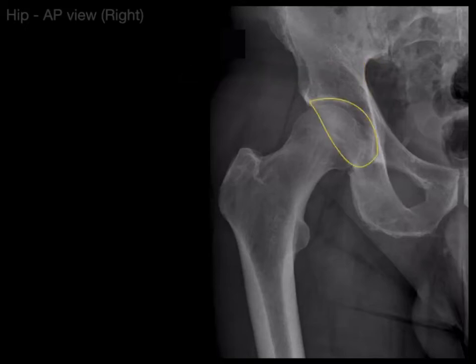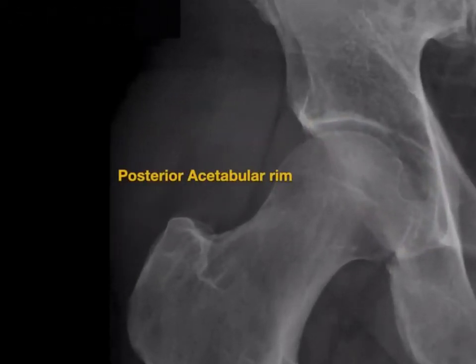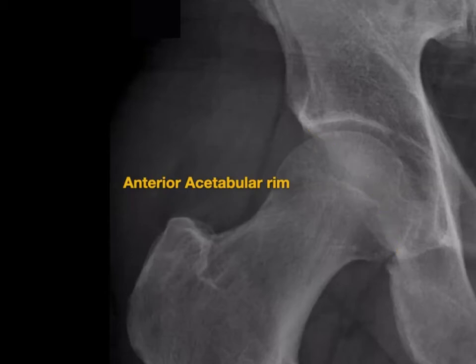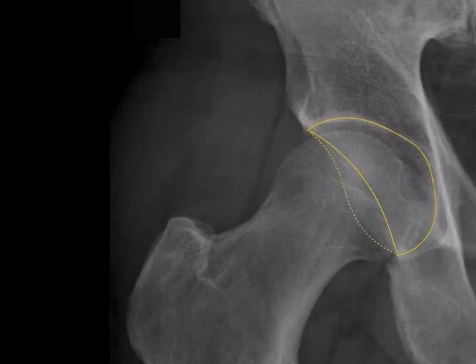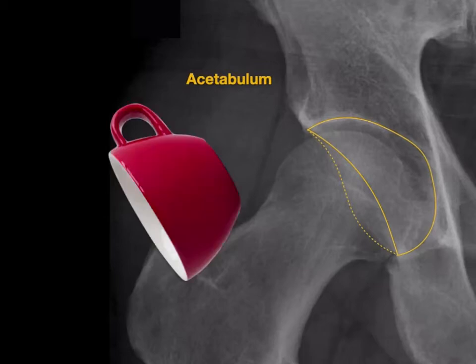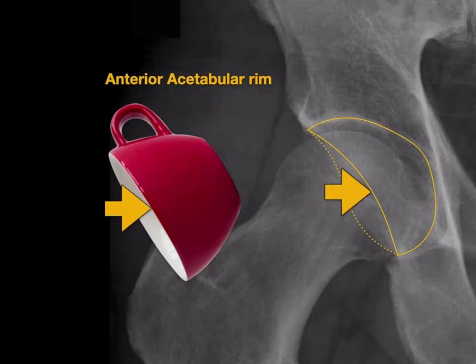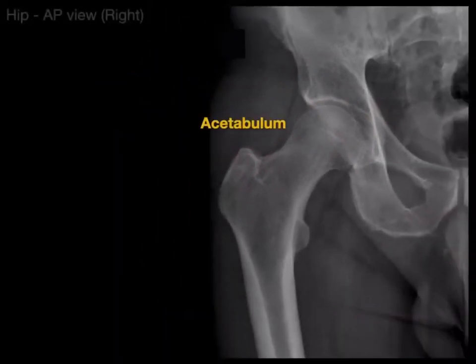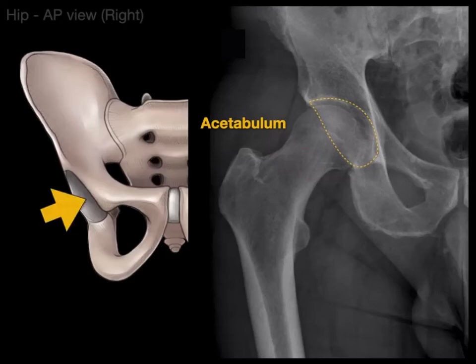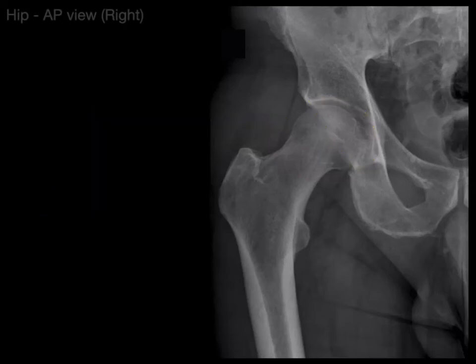And then this structure right there is the acetabulum. If we zoom up, the acetabulum has three parts. The posterior acetabular rim on the back. Then we have this one line, which is the anterior acetabular rim. And then we have the dome of the acetabulum. So there are three structures of the acetabulum, and it looks kind of like a cup. Posterior acetabular rim, anterior acetabular rim, and dome of the acetabulum make up the acetabulum. That's the socket of the ball and socket joint of the hip.